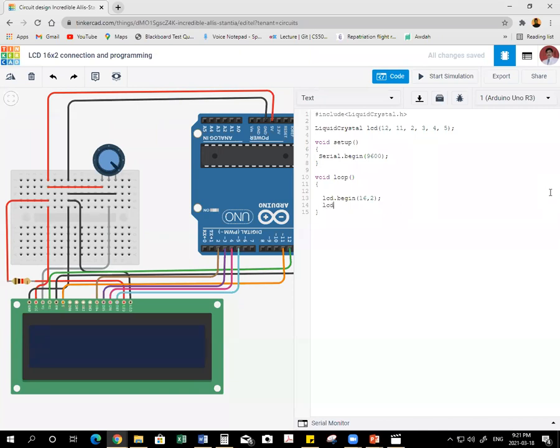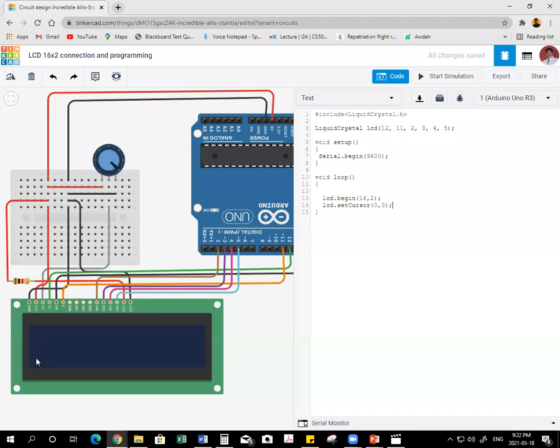Now again lcd dot, we have to set the cursor. If we are not setting the cursor, it will not start from the 0 point. It will start somewhere, and it will be difficult for us to control. setCursor at 0, comma 0. What does it mean? It is 0 row and 0 column. That is from the first digit.